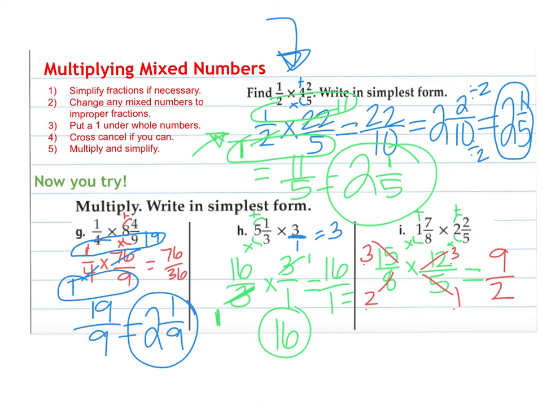9/2 is an improper fraction. It's not in simplest form. So 2 goes into 9 4 times, which brings me to 8. And then I have 1 left over and keep my denominator. So I have 4 and 1/2.